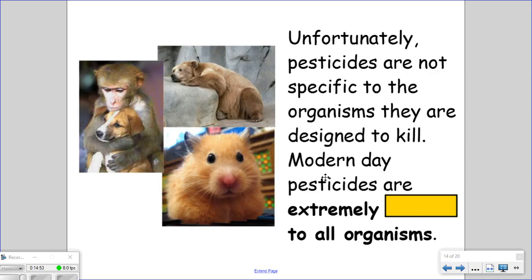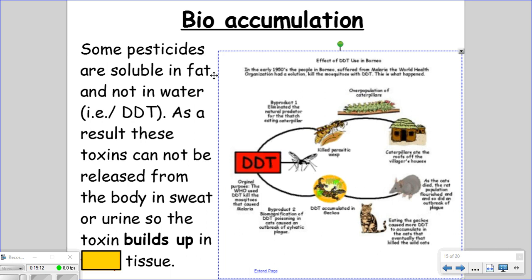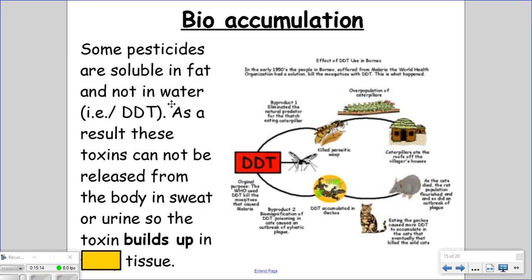Unfortunately, pesticides are often not specific to the organisms they are designed to kill. Modern pesticides are extremely harmful to all organisms. And the reason why they can be harmful is this process of bioaccumulation. Some pesticides are soluble in fat and not soluble in water, the pesticide DDT, for example. And so, as a result, these toxins cannot be released from the body in sweat or urine, and so the toxin builds up in the fatty tissue.